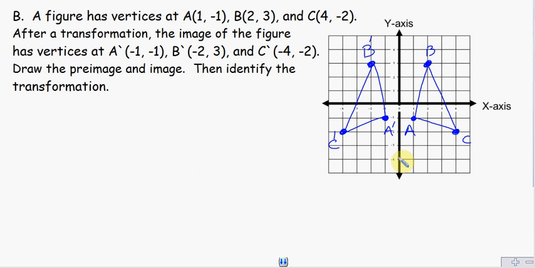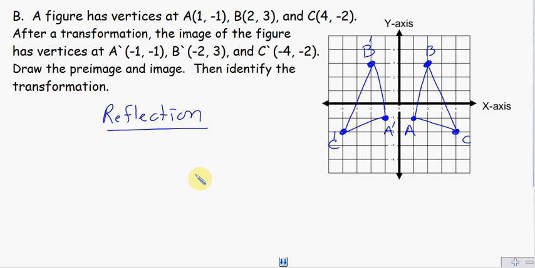Okay, so as I look at this, it looks like I have a triangle on the left and a triangle on the right, and looks like I have a mirror right here in the middle. Everything was reflected across this mirror. Notice the B's are the same distance from the mirror. The A's are the same distance from this mirror. And the C's right here are, again, the same distance from this mirror. If you see a mirror in a problem, this would be a reflection.